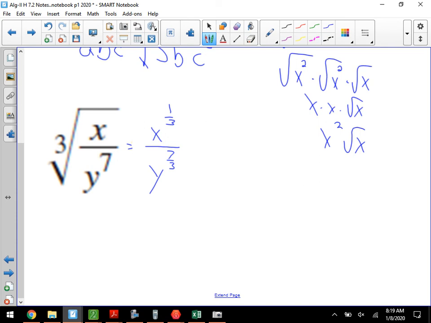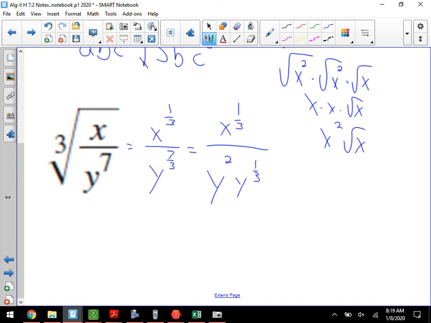Now in that denominator, isn't that y to the 7/3? Isn't that more than 1? All right. What is it? How many times does 3 go into 7? 2, and how many are left over? All right. So that means this is y squared y to the 1/3. So you're gonna go with that?